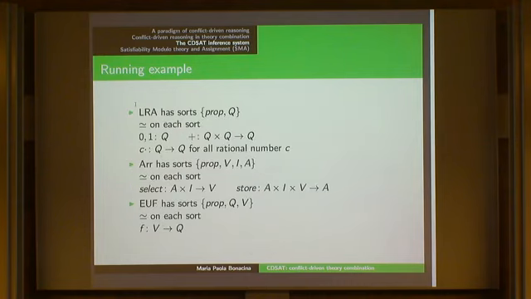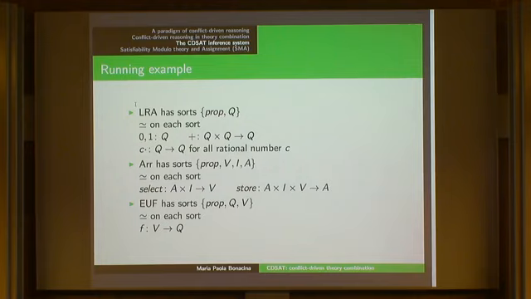If we look at the signatures of this example, we see that linear rational arithmetic will have sorts propositional and Q, where Q are the rational numbers. It has equality for each sort, 0 and 1 as rational numbers. Then there is the addition of the rational numbers, and there is the multiplication for every rational number, because this is linear arithmetic only. Arrays has prop, values, indices, arrays, equality, the two functions select and store.